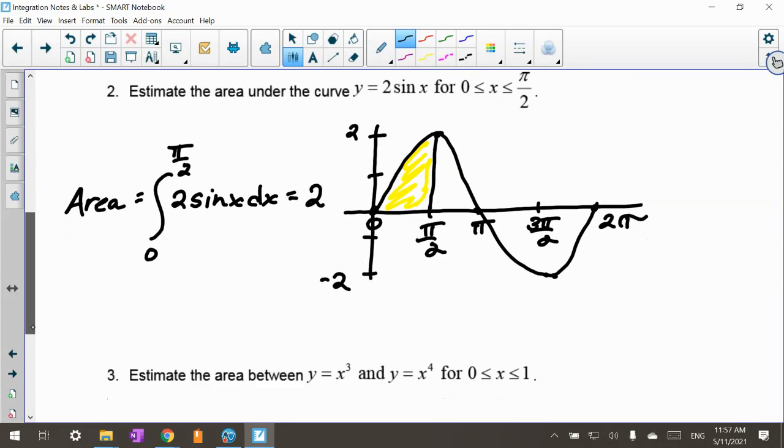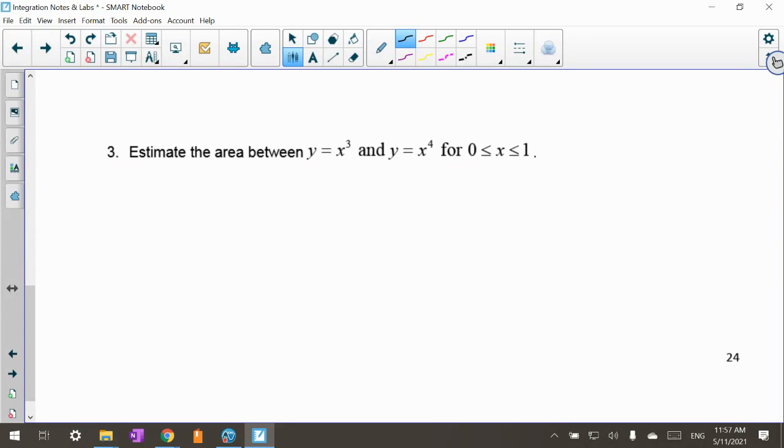Let's try 3. It says estimate the area between the curve y equals x cubed and y equals x to the 4th from 0 to 1. So I'm going to set up just from 0 to 1. That's all they want us to do. And I've got to graph these both. The one thing I don't understand is which curve is on top, because if you're trying to find the area between the two curves, you need to know the one on top and the one on the bottom because you subtract the two.